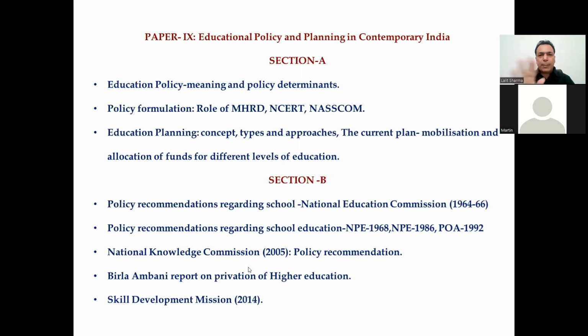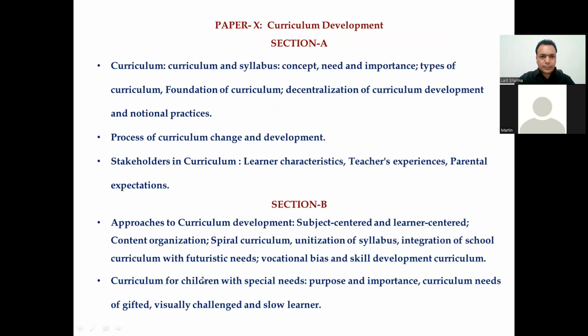So this is about your paper 2, and paper 3 is curriculum development. Again, in curriculum development, there are 2 sections. In the first section, there are 3 topics. Again, in section B, there are 2 topics. So the first topic is curriculum and syllabus: concept, need and importance, types, foundation, and decentralization of curriculum development and national practices, right?